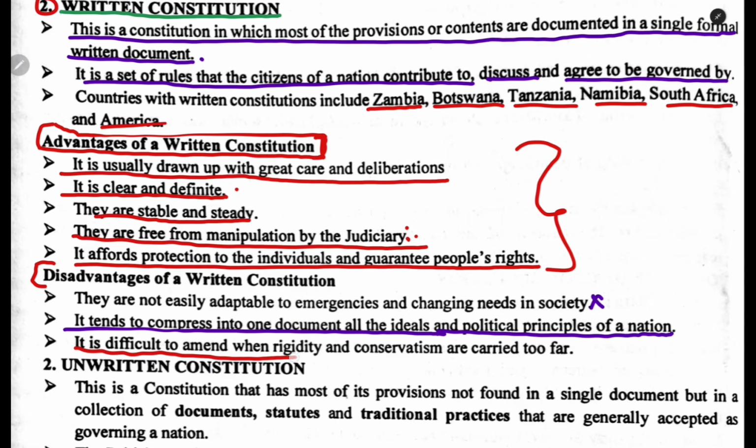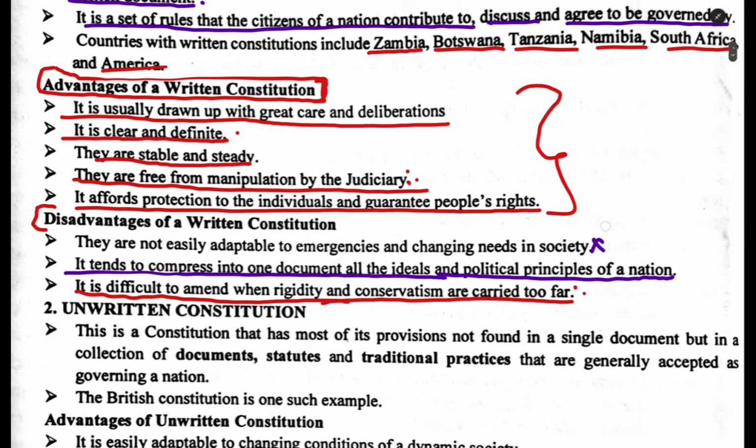Then the other one, it is difficult to amend when rigidity and conservation are carried out too far. So there are some of the things in the constitution that we say, no, these cannot be removed. So it makes it difficult for it to be amended. Like I said, you should be able to think in your own lines in the way you can expand these. Not necessarily mastering everything that I'm saying, but you should be able to add on your own understanding. So that's very important. So that is it all about the written kind of a constitution.